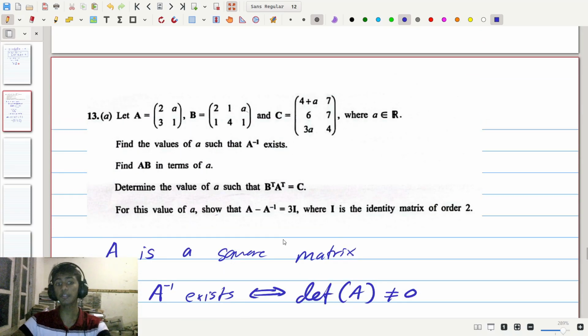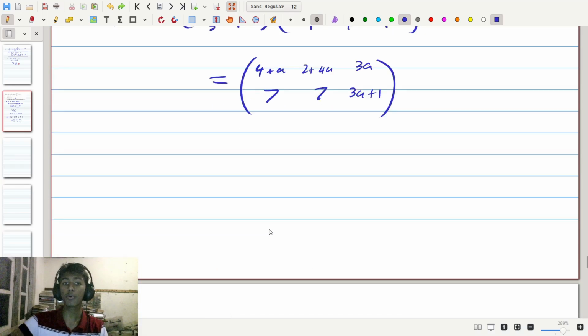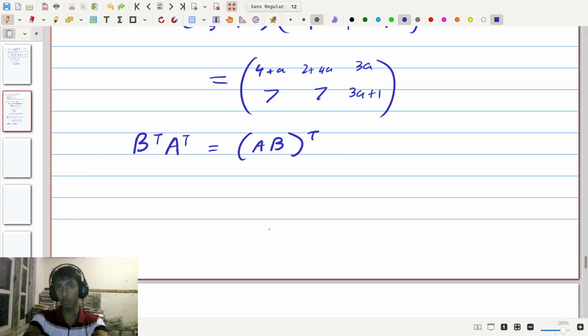Now if we consider the next part of the question, after finding AB in terms of simple A, we then need to determine the value of simple A such that B transpose times A transpose is equal to C matrix. In this case, we need to know an important identity. We need to know that B transpose times A transpose is equal to A times B transpose. This is called the reversibility rule. You can go ahead and try to prove this, but we don't need to prove it here. We can just use it as it is.